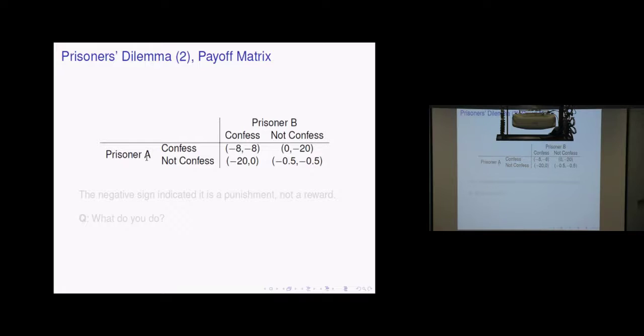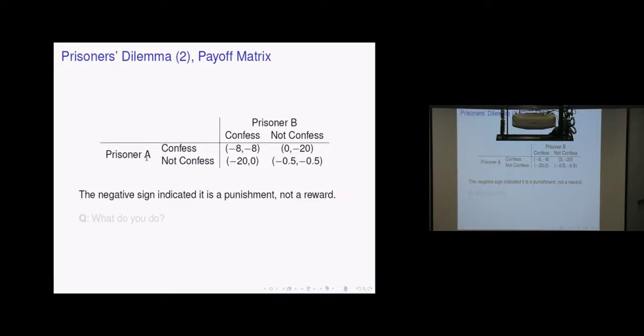So the payoff matrix looks like this. Let me repeat. If both of you confess, both of you get 8 years in jail. I put a negative sign because the bigger the number, the worse your payoff. So the negative sign stands for the punishment. It's not a reward. So here, if both of you confess, both of you will get 8 years.